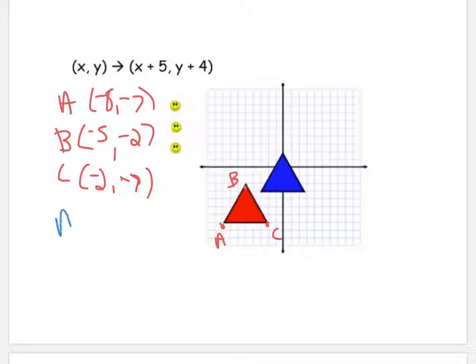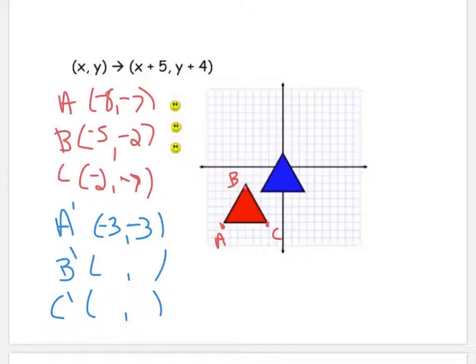So if I do that, I still have A, B, and C. However, the way we know it's the new one is we put little apostrophes after them and we call it A prime, B prime, and C prime. That's the new coordinates. So I'm going to take the values and I'm going to do what the thing says. So the x value of A is -8. It says x plus 5. -8 plus 5 is -3. The y value is plus 4, so -7 plus 4 is also -3.